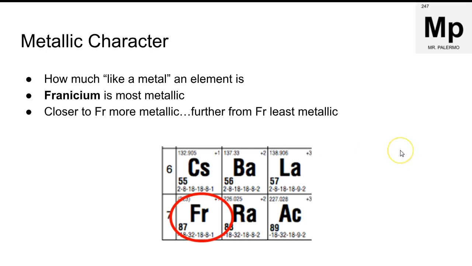When we talk about metallic character, that's essentially how much like a metal you are. So metals have high metallic character and nonmetals have low metallic character. Our most metallic element is our most reactive, which is francium. So the closer to francium you are, the more metallic you are, and the further from francium, the least metallic. So going across a period, for example, metallic character is going to decrease because I'm getting away from francium.